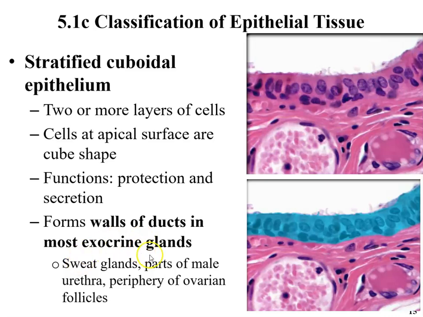So these would be your sweat glands. Exocrine would also be in the pancreas. Stratified cuboidal epithelium also forms parts of the male urethra and the periphery of ovarian follicles.